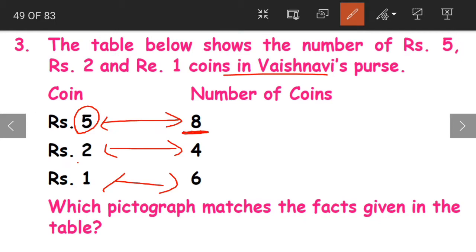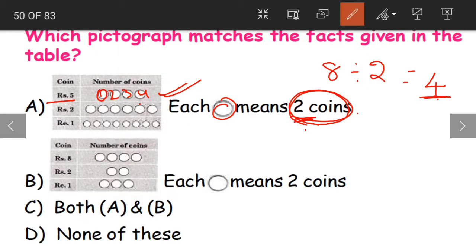It is correct. Next, for 2 rupee she has 4 coins. She has 4 2 rupee coins. Again, how many circles should be used? 4 divided by 2 is equal to 2. We should have 2 circles. Now coming to 2 rupees, 1, 2, 3, 4, 5, 6. We are having 6 circles here. Is this correct? No, A is not correct. So let us go for B again.